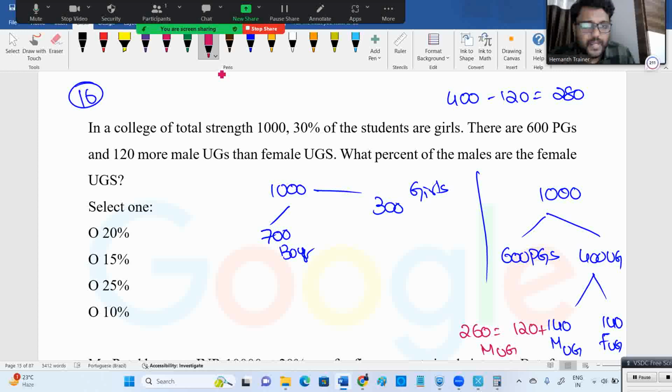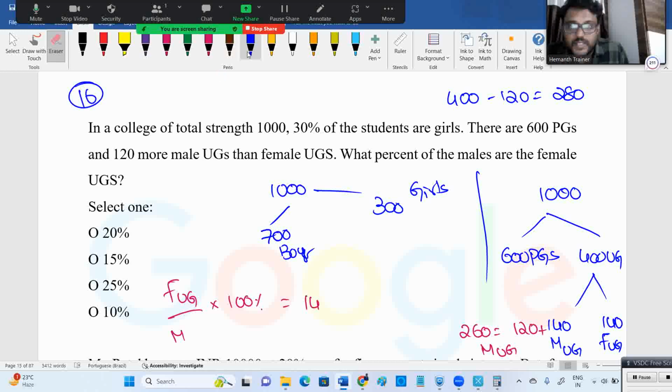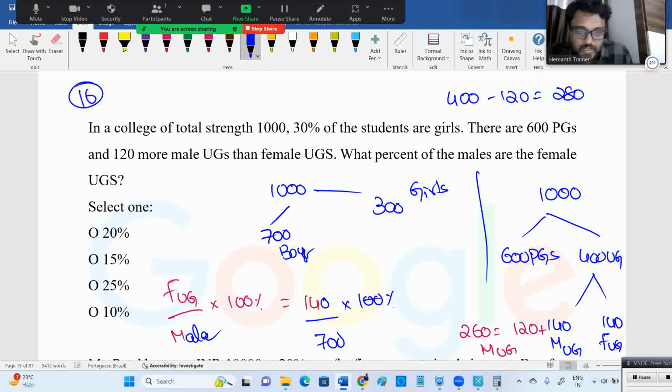Now the question: female UGs are what percentage of male UGs? Into 100 is required obviously. So 140, what percent of the males are the female UGs out of the males? So what is the total males? 700. Okay, so out of males, not male UGs. Female UGs are what percentage of males? So female UGs are 140, males means boys, 700 into 100. This 100 cancels. 140 divided by 7 is 20%.